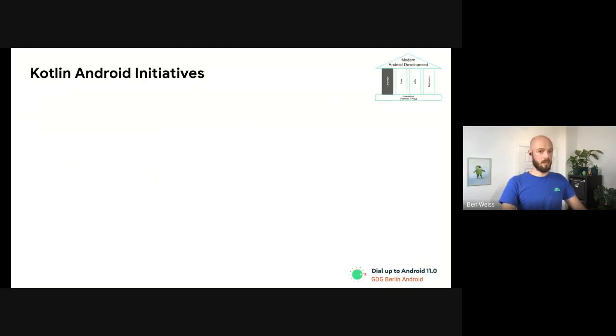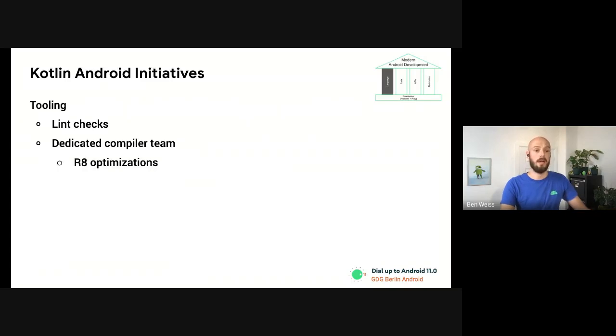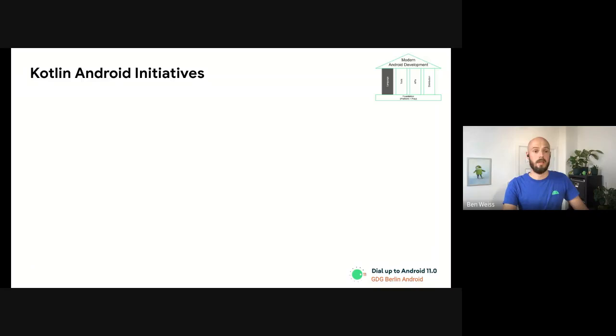So let's take a look at the things that we're doing to improve Kotlin on Android. One of the things we're doing is focusing on tooling with lint checks, with a dedicated compiler team, with, for example, R8 optimizations, and working on annotation processing speed with the Kotlin Symbol Processing that you can check out on GitHub. We're doing a lot of the development as openly as we can, working closely together with JetBrains on the Kotlin Foundation that JetBrains and Google founded together. Another thing that we're doing with Kotlin is Annotation Platform APIs.